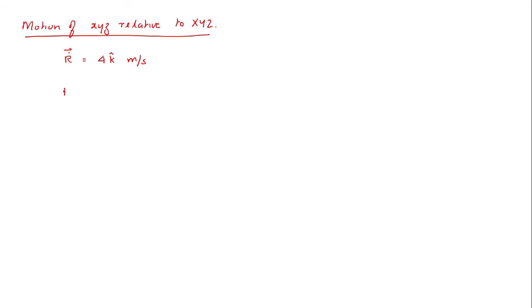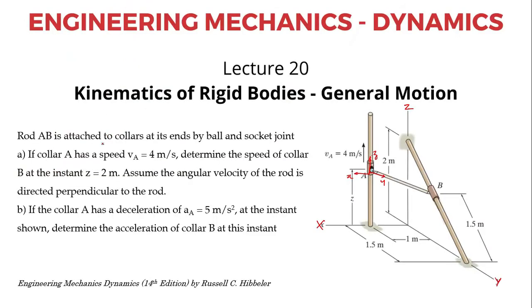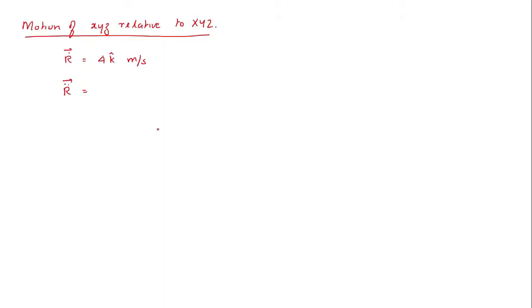And it is also given that the acceleration of the collar A is 5 meter per second square. It is called deceleration. That means it is in the downward direction. So r double dot will be equal to minus 5k meter per second square. This is the motion of xyz relative to capital XYZ. Now we shall discuss the motion of the collar relative to capital XYZ.